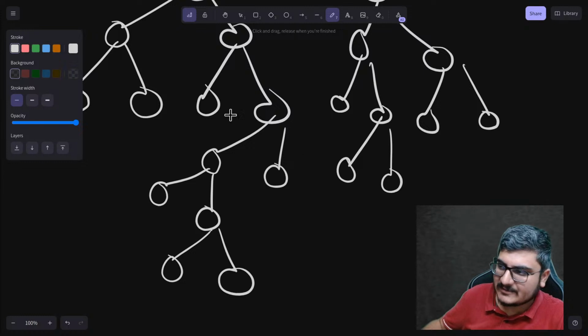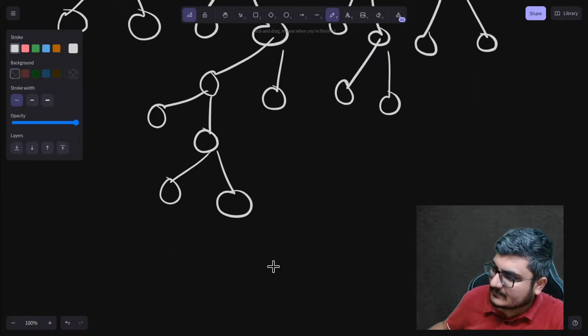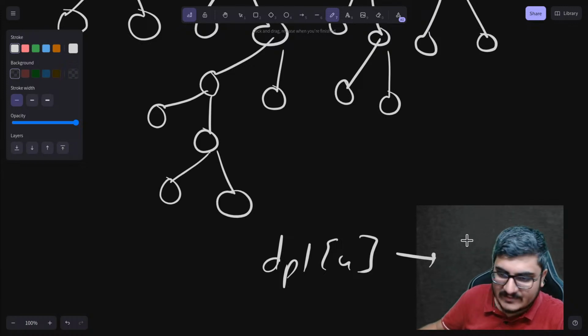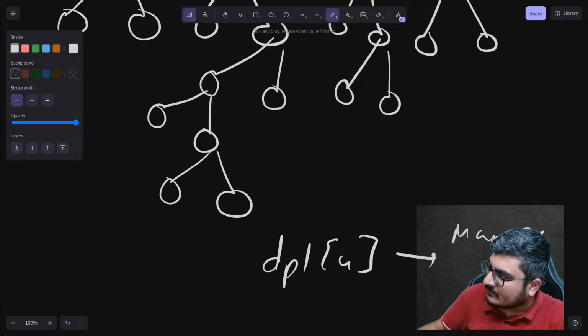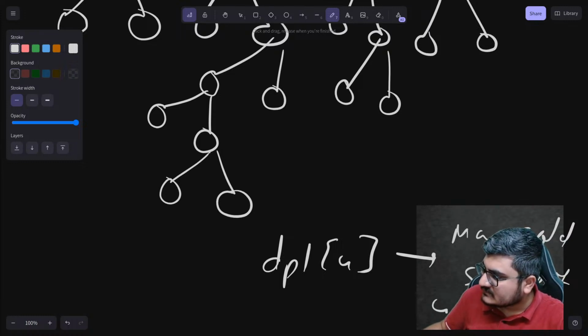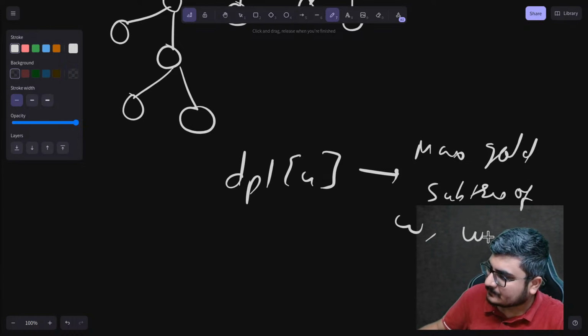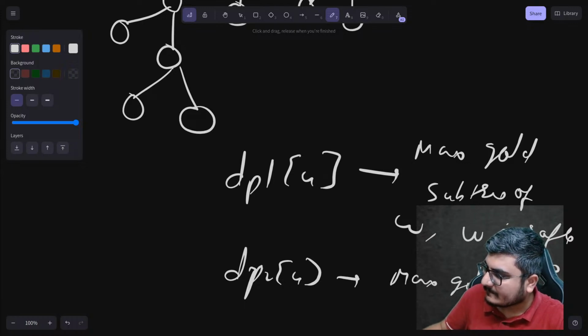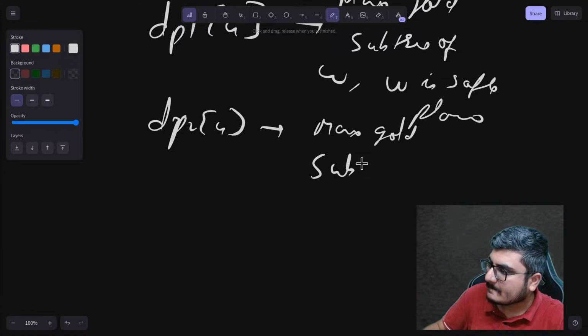We will solve for each subtree. Let's say DP1 of U means the maximum gold we can get from the subtree of U such that U is also a safe haven. And DP2 is the maximum gold we can take from the subtree of U and U is not safe.